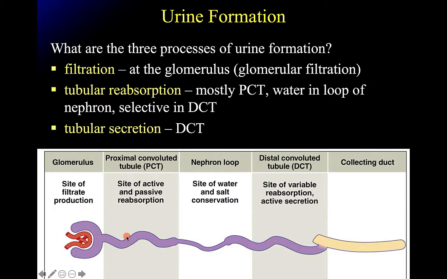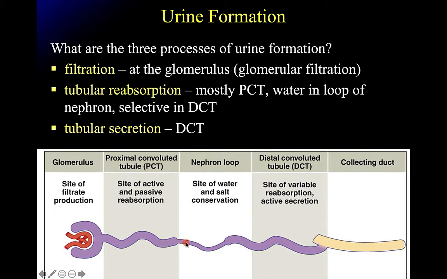We then move into our proximal convoluted tubule. Convoluted means that it is twisted. Proximal meaning it's close to the origin, which is the glomerulus. And we're going to get here primarily tubular reabsorption. So this is mostly in the proximal convoluted tubule. We reabsorb most of the water that we don't want to lose and basically all of the nutrients that we don't want to lose.